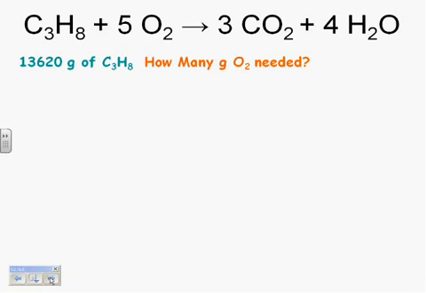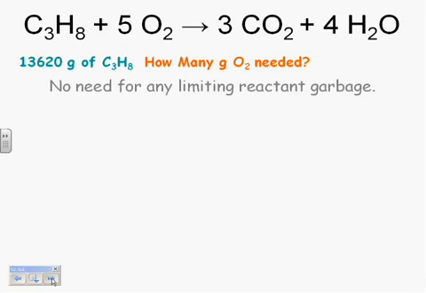So the question here is, how much oxygen is going to be drawn out of the air in burning the 13,620 grams of propane? Okay. Again, first thing we want to do here is determine if we have a limiting reactant problem.